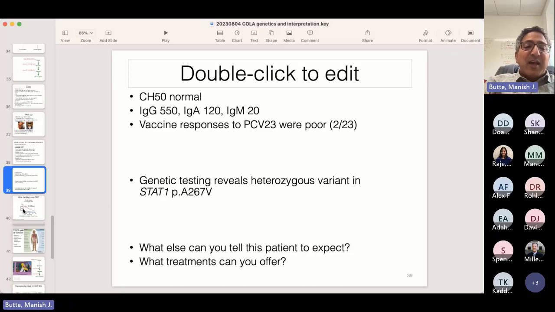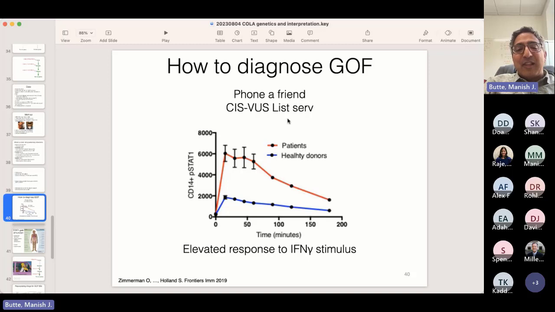And so the way we diagnose gain of function disorders, maybe you phone a friend, maybe you ask someone on the listserv, is to stimulate cells like monocytes with interferon and ask, how's the phosphorylation over the course of the first 3 hours? You may find that there's an excess phosphorylation of STAT1, and that's often a way of triggering the gene and asking, is there a gain of function? Yes, it is an increased function.